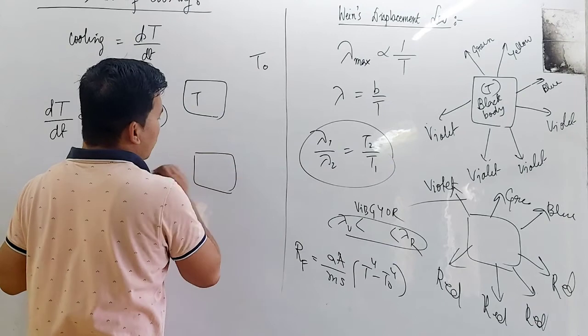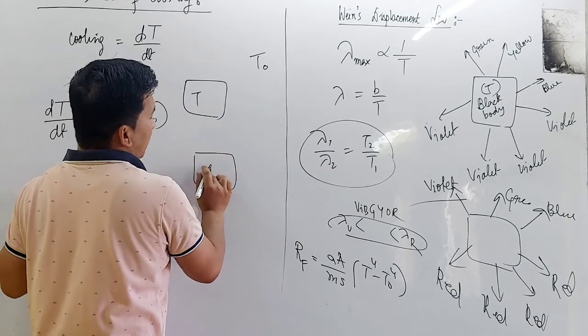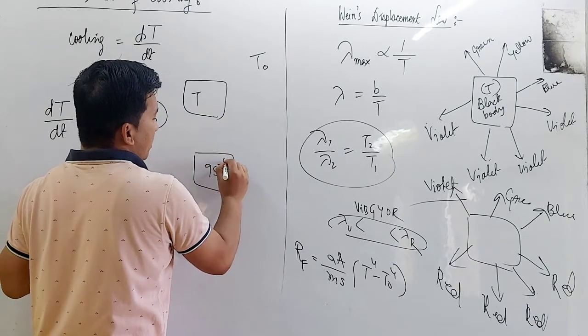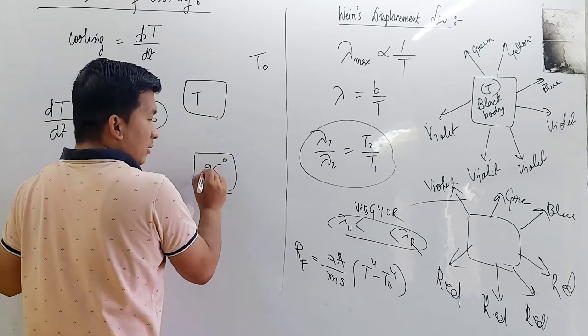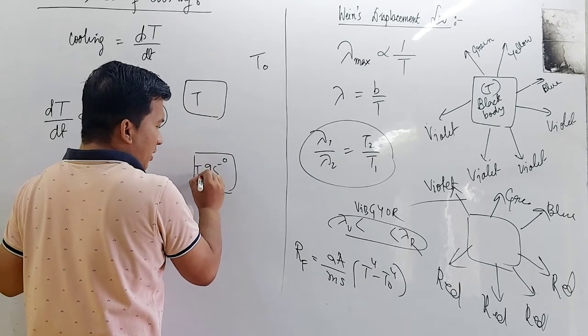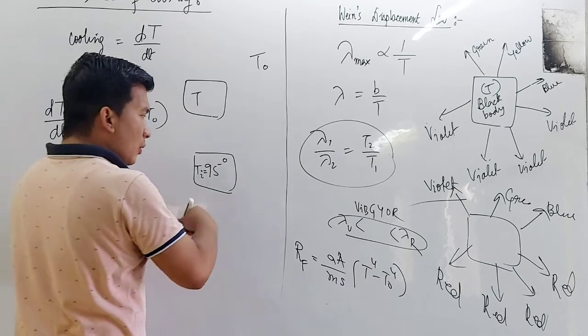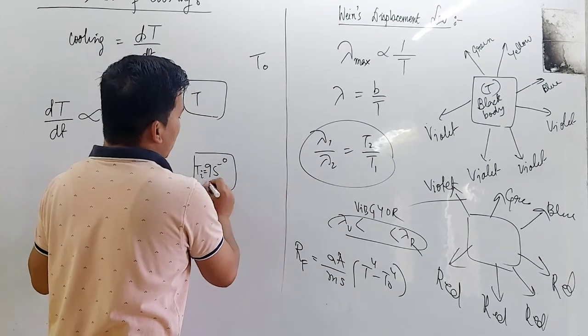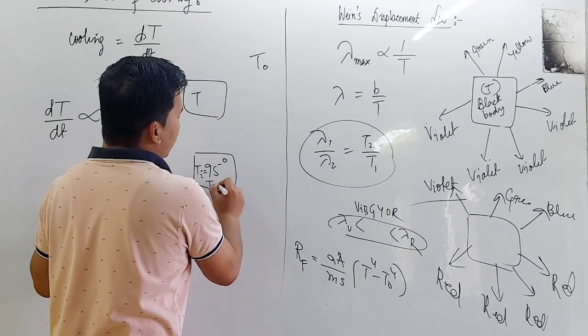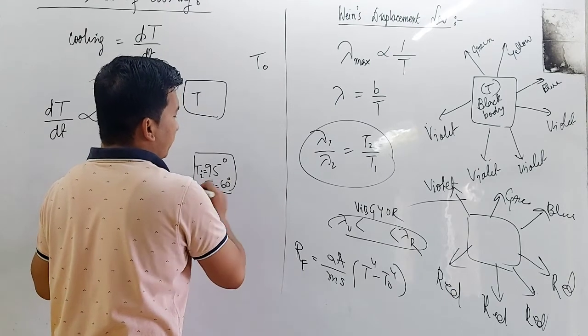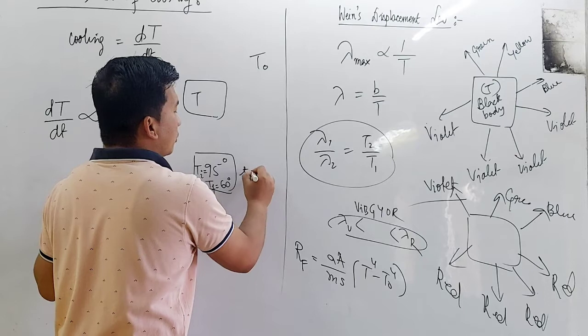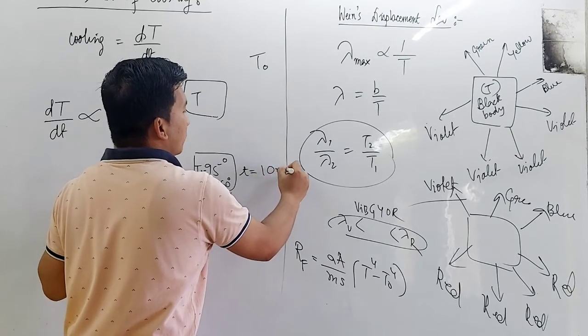Let us consider the body. This body is at 95 degrees Celsius initially. Due to the loss of heat to the surrounding, the final temperature T final becomes 60 degrees. This is at T equal to 10 minutes.